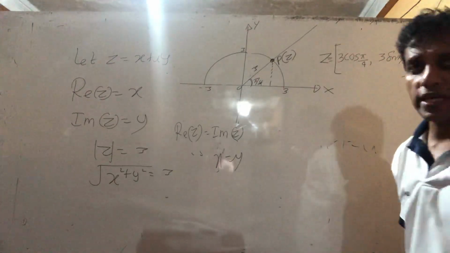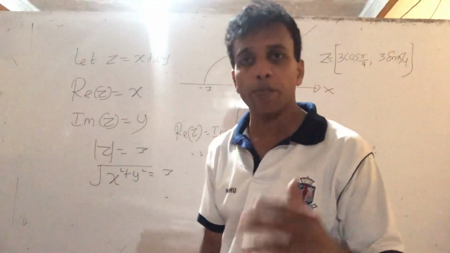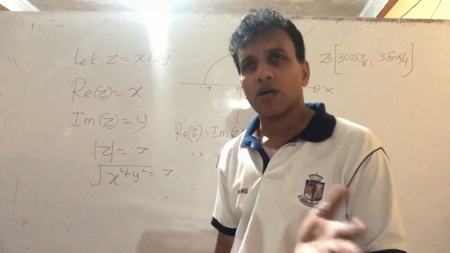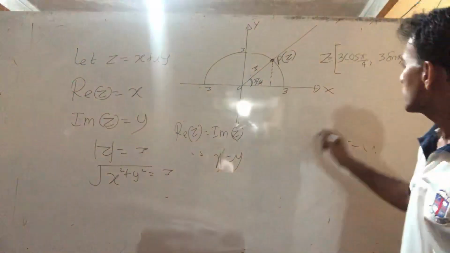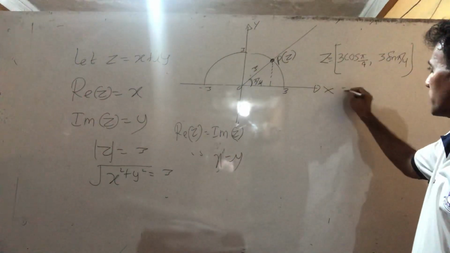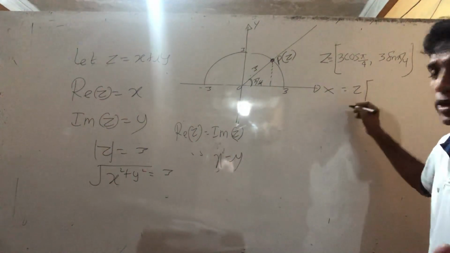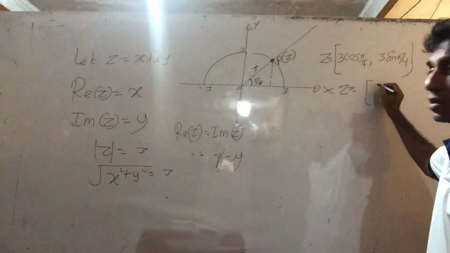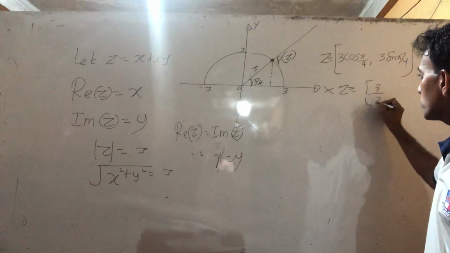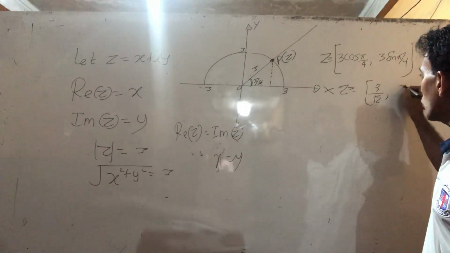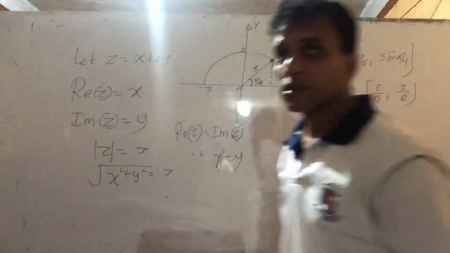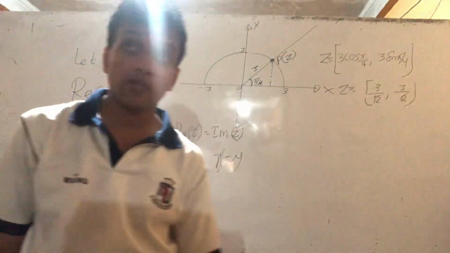You can give either the Cartesian form or the polar form: r into cos theta plus i sin theta, or x plus iy, right? So what is cos pi by 4? 1 over root 2. I'm saying coordinate, right? The coordinate is 3 over root 2, comma 3 over root 2. Both should come the same because this is a unit circle, radius 3, theta is pi by 4.